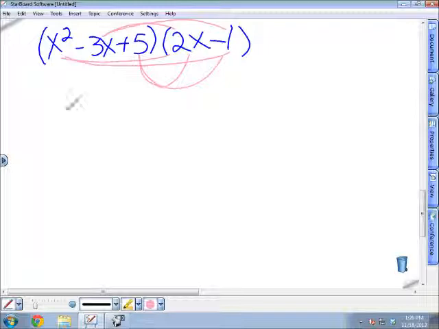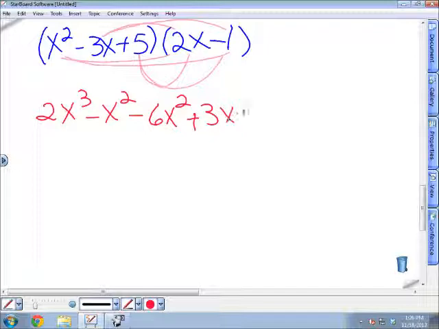All right. So look, guys. X squared times 2x, 2x cubed. X squared times negative 1, minus x squared. Then I move to this term. I'm going to multiply this by both of those: minus 6x squared and plus 3x. Then I move on to my 5: plus 10x minus 5. And then I'll count 1, 2, 3, 4, 5, 6. I know that I have the right number of terms.